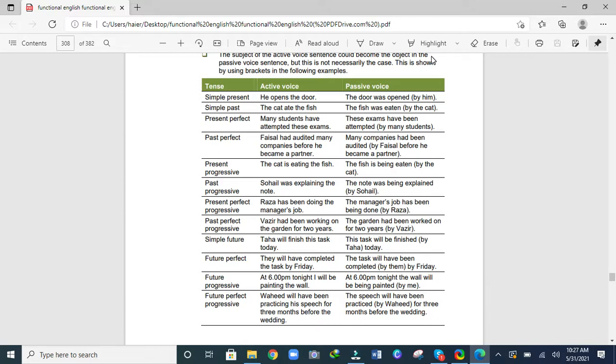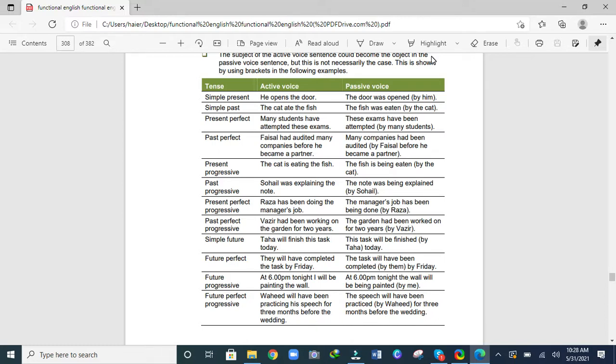Past perfect: Faisal had audited many companies before he became a partner. Many companies had been audited by Faisal before he became a partner. Present progressive tense: the cat is eating the fish. The fish is being eaten by the cat.